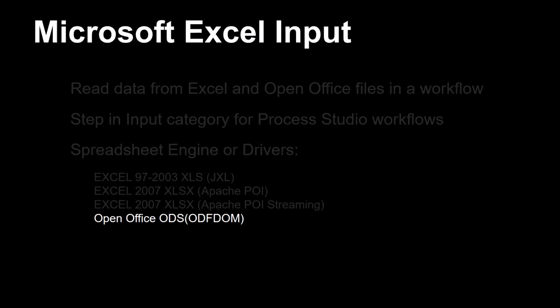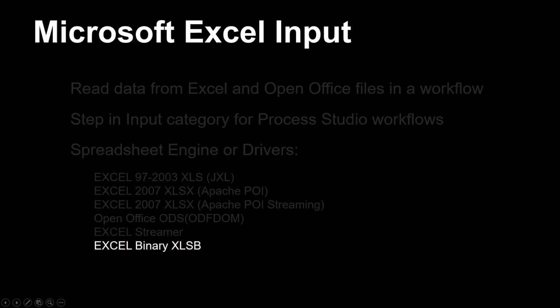There is the OpenOffice ODS driver for OpenOffice files. The Excel streamer, like the Apache POI streaming, is also for reading large XLSX files. It is memory efficient and works across machine configurations. The Excel binary XLSB driver can read Excel binary files. The file format is available from Excel 2007 onwards. It can read and write to Excel workbook sheets faster, making them useful for large spreadsheets.